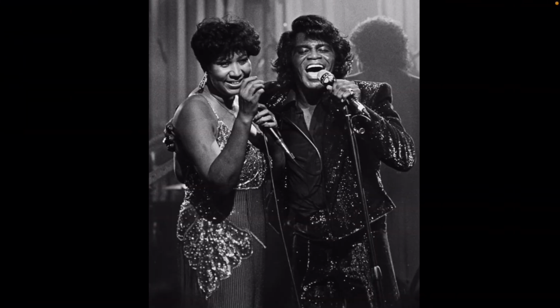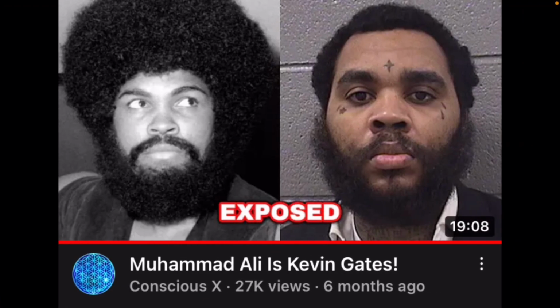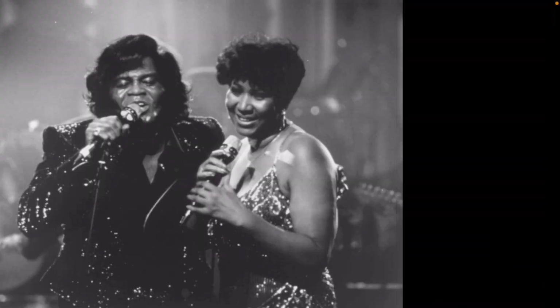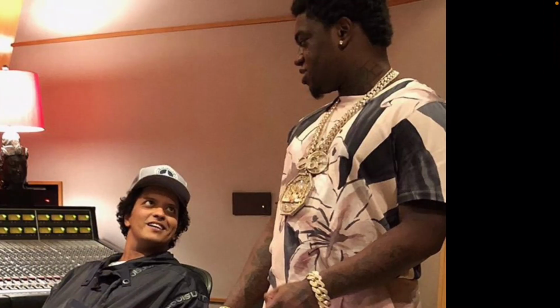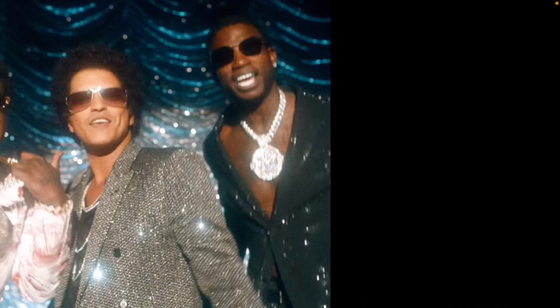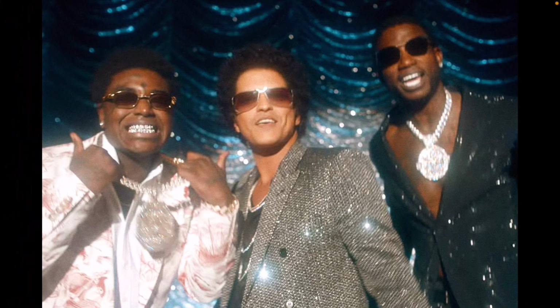You know, there's so many pictures of them together, and I believe they performed together as well. And Michael Jackson and James Brown also performed together too. So this is a huge connection, the fact that James Brown is close to Michael Jackson and Aretha Franklin, and then his other character Kodak has a song with their other characters.